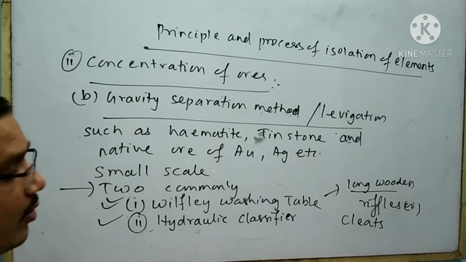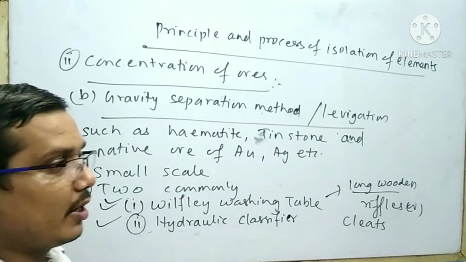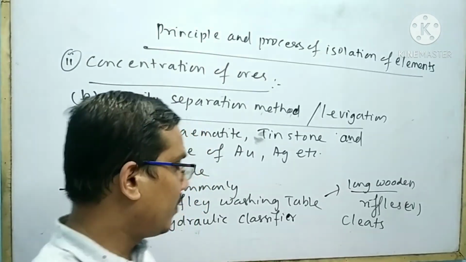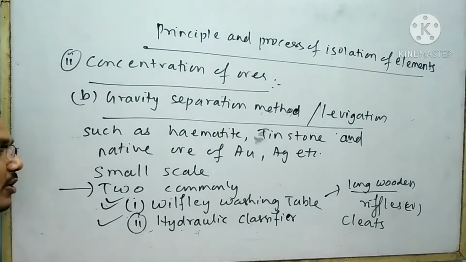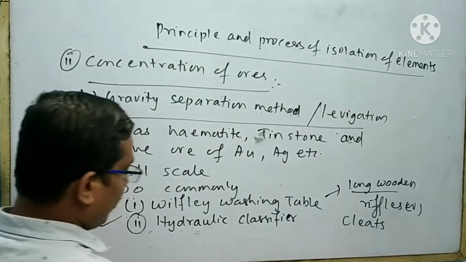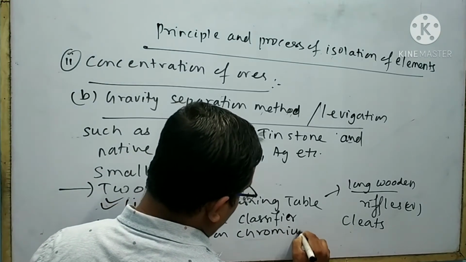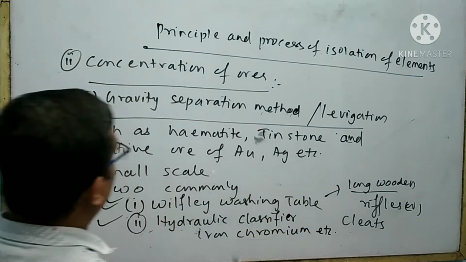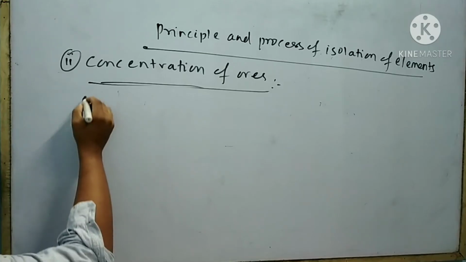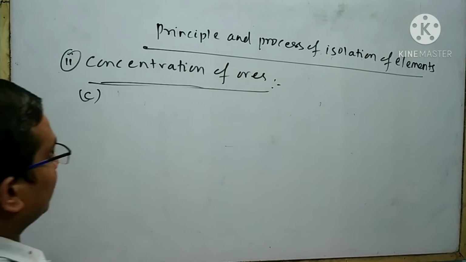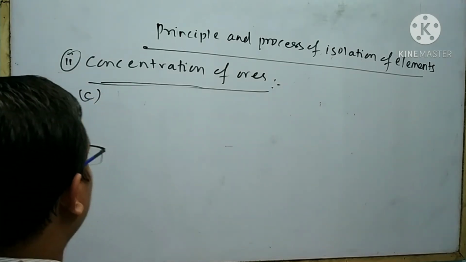Wilfley washing table is generally used for the concentration of native gold ore, while the hydraulic classifier is generally used for the concentration of ores of iron, chromium, etc. This is all about the gravity separation method. Next I will explain the other method for concentration of ore.